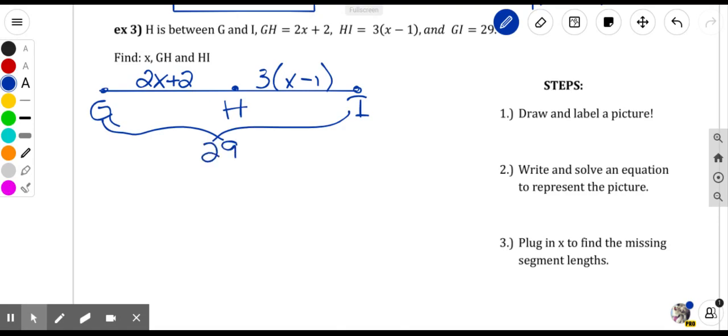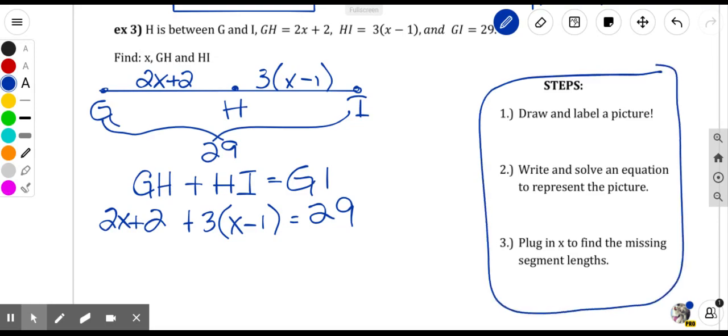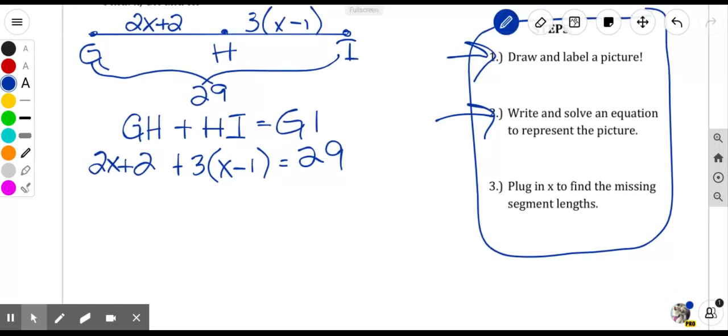So again, segment addition says that if I add GH and HI, it will give me GI. So we can just plug in what we know. GH is 2x plus 2 plus HI, 3 times the difference of x and 1, is equal to 29. So there's your equation. So sometimes in geometry, we have to write an equation that represents the picture. I also put some steps over here to the right. So I realized I didn't point those out. First, you always want to draw and label a picture. Then you want to write an equation that represents the relationship that you know. Like whatever you know is true about the picture, you write an equation to show that. And then now we have to just solve.